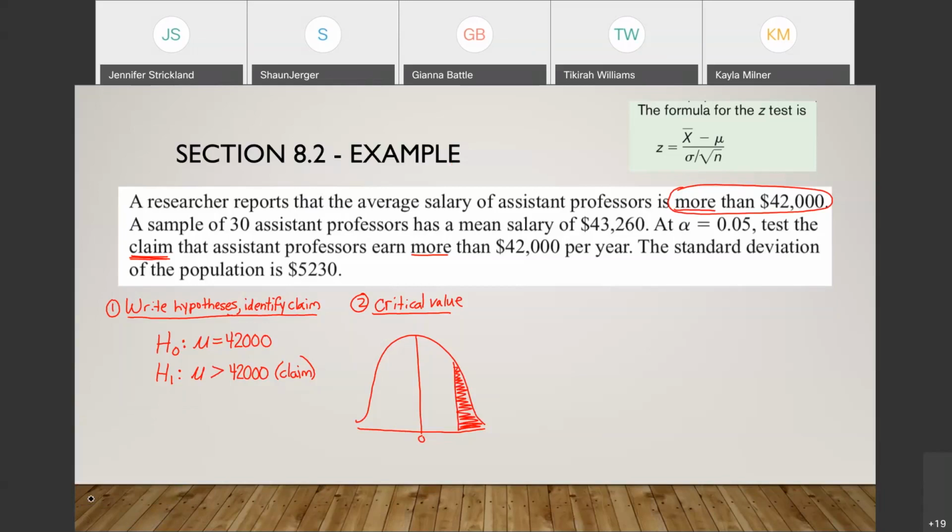All right, so then we use the alpha value. They're telling me that alpha is 0.05. Remember, that's the area of the shaded part of the curve. And my job is to find the critical value, the z-score, that sits right here, that separates shaded from not shaded.